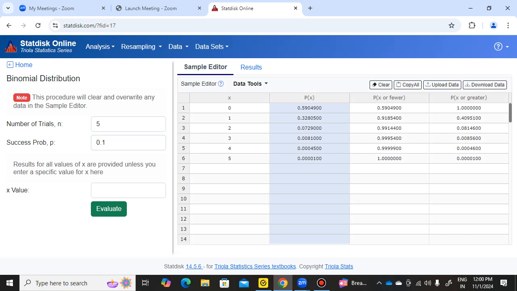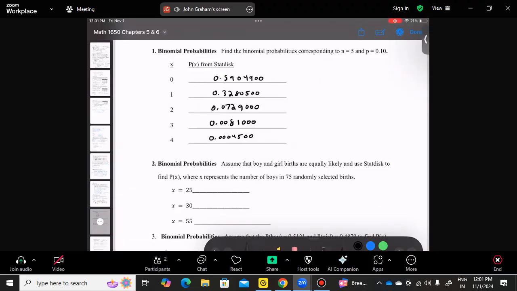0.000450. Now, be careful that you're going 0, 1, 2, 3, 4, and 5, and you don't get caught up on the row numbers. This one starts out at 0, the row starts out at 1. And so if you're looking at the row number instead of the first column, your lines are going to be off. So let me go back to Zoom, and we see the values I have.